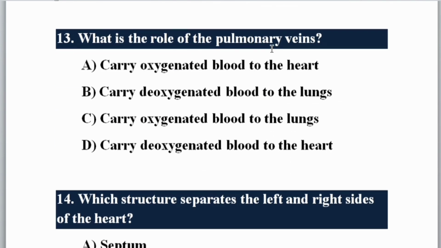What is the role of pulmonary veins? Alpha, carry oxygenated blood to the heart. Yes. Pulmonary vein is the only vein that carries oxygenated blood to the heart.